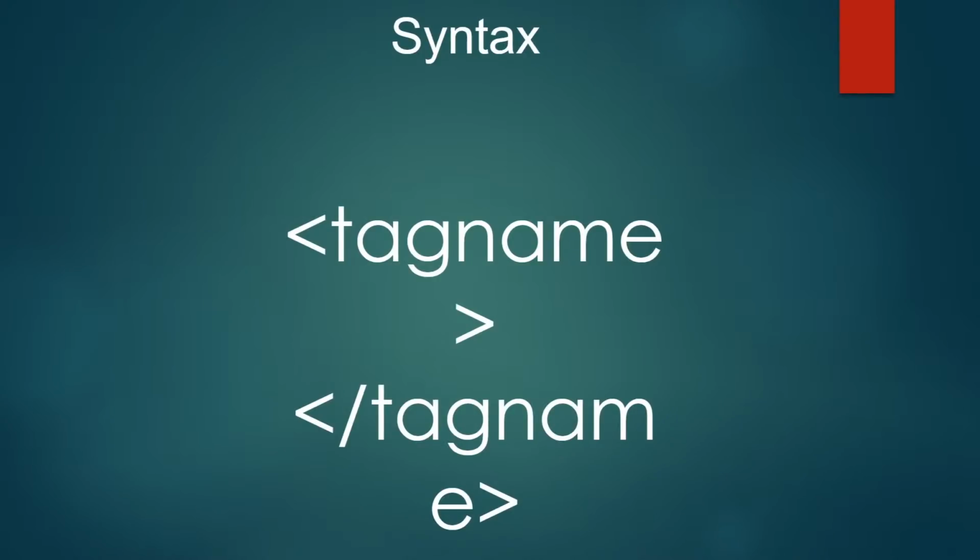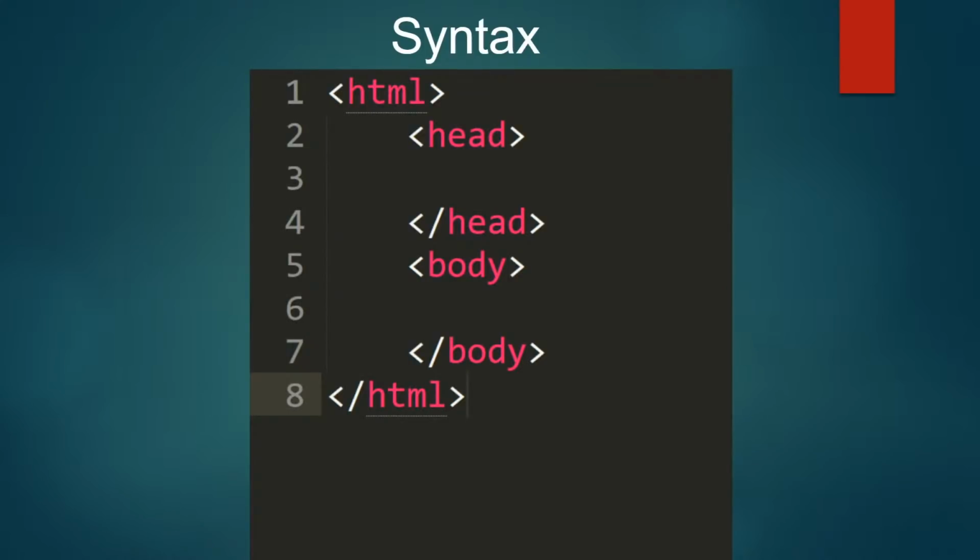So moving on further, the syntax. How does the syntax of HTML look like? This is an opening tag and this is a closing tag. Every HTML document generally consists of an opening tag and a closing tag. The closing tag starts with a forward slash. So I will be showing you the basic syntax of HTML by a live example.